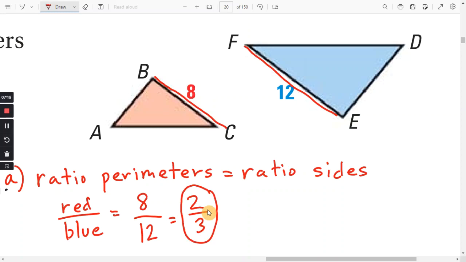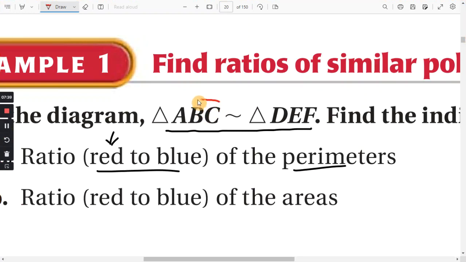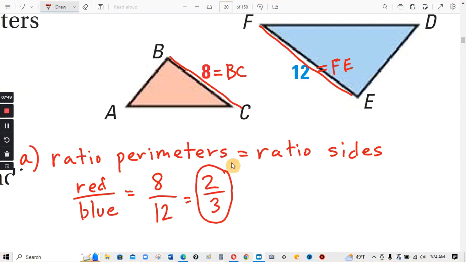Now, the only thing I want to make sure is that these are actually corresponding side lengths. So this side is BC, and this side right here equals FE. All right, let's make sure these correspond from the similarity statement, BC and FE. If you look at BC, that's the last 2 letters. If you look at FE, that's the last 2 letters. So these sides definitely correspond. So the ratio of the perimeters is 2/3 based on the ratio of the sides.